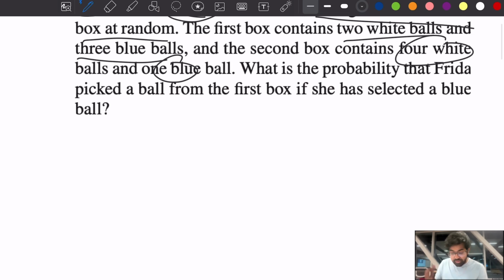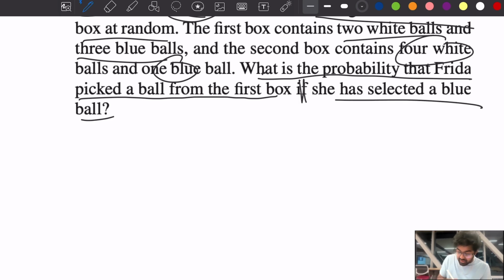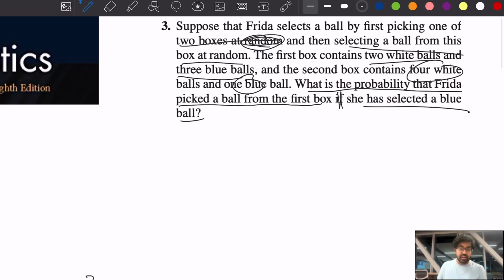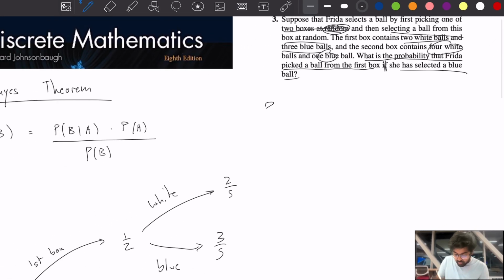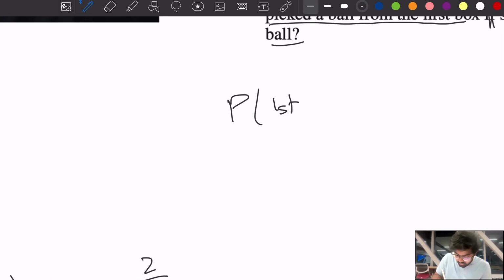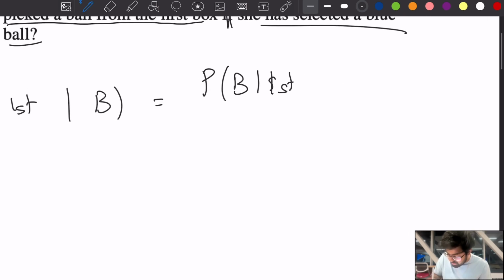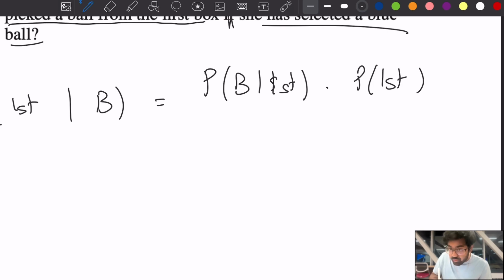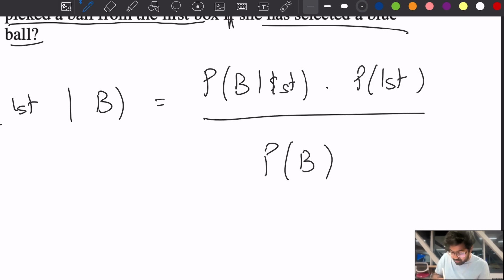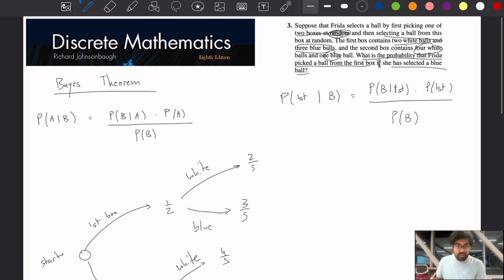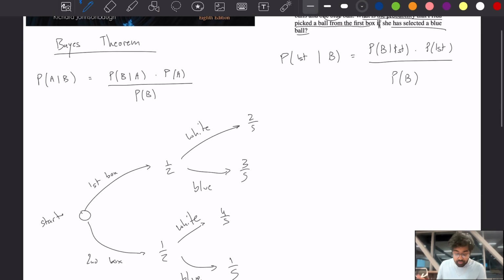Based on that, what exactly are we trying to find with this question? What is the probability that Frida picks a ball from the first box if she has selected a blue ball already? That tells us what the condition is and how we're supposed to build the problem. So we have the probability of the first box given a blue ball is equal to the probability of a blue ball given the first box, times the probability of the first box, divided by the probability of blue. This is just following Bayes' theorem and the formula itself.